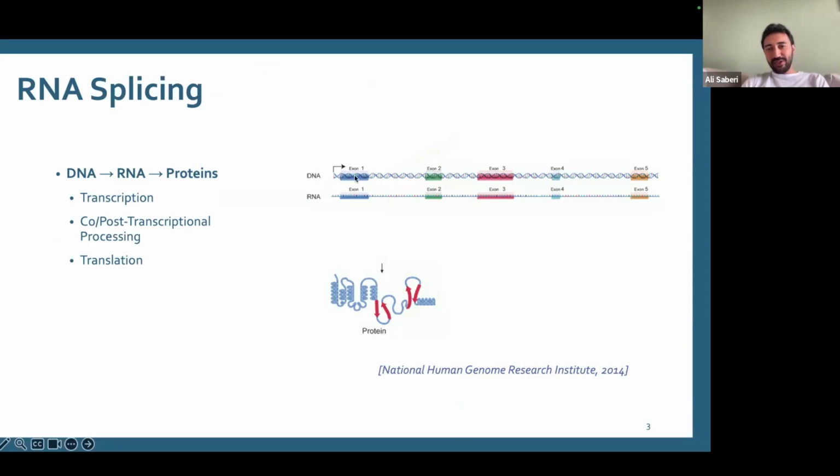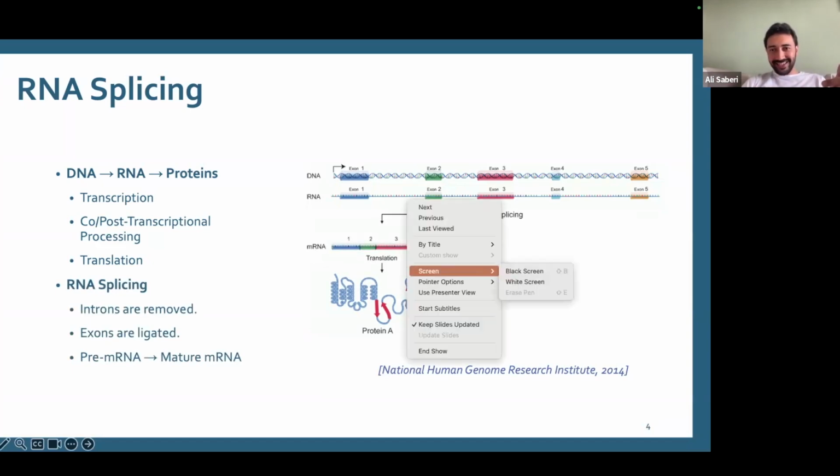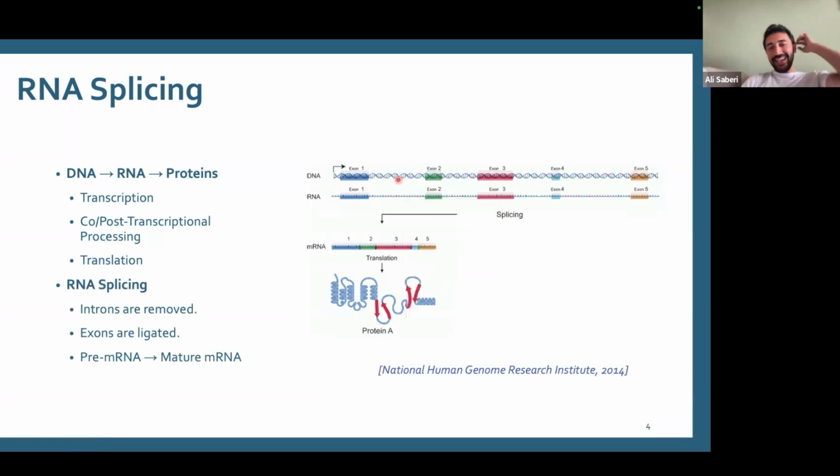We have double-stranded DNA with exons and introns, which is transcribed into single-stranded RNAs. After lots of processing, we have the translation that goes to protein. One of the processes that happens co- or post-transcriptionally is RNA splicing, one of the most important ones, in which the introns are removed. Let me put in a laser, it's cooler. So introns are removed and exons are ligated to each other. So from pre-mRNA, we would have mature mRNA that then would be translated into protein, after some other processes.